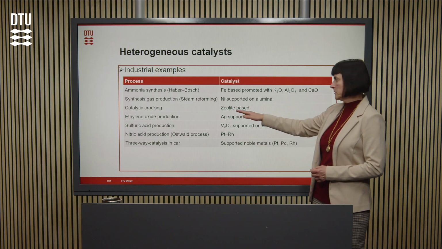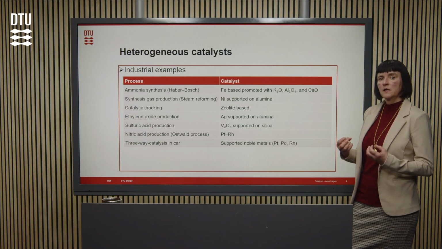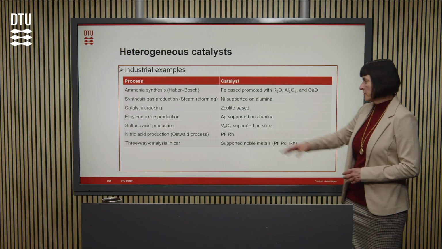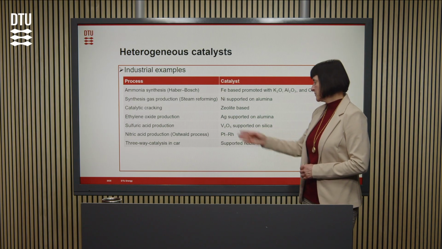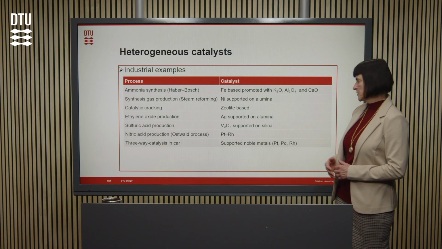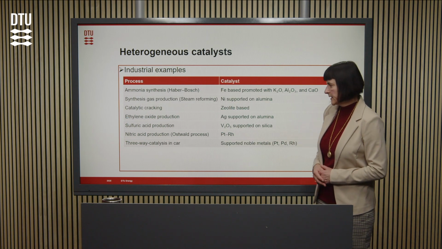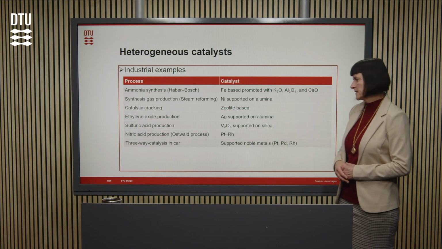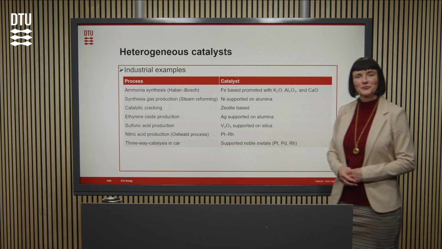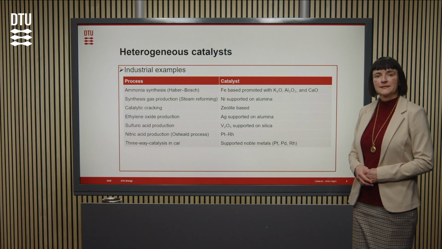Here for cracking, we use zeolites, which are aluminosilicates with a very specific channel and pore structure. For ethylene oxide production, we use silver supported on alumina. For sulfuric acid, we have vanadium oxide supported on silica. Then for nitric acid production, we have platinum-rhodium based catalysts. And another one, probably also quite well known, is the three-way catalyst in cars, which also has supported noble metals.